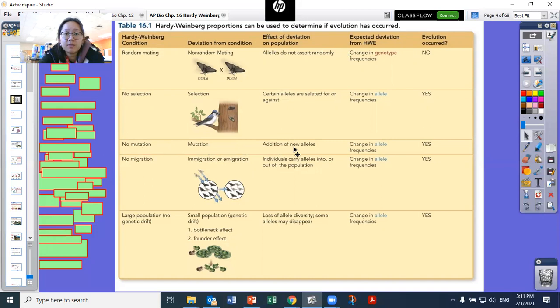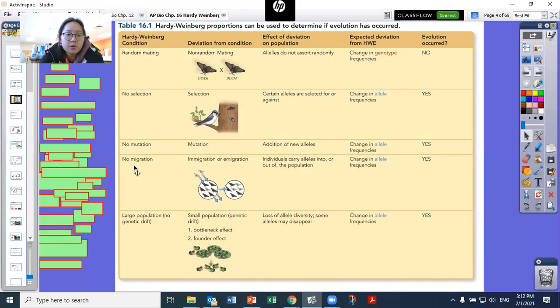And then the effect of deviation on population would be the addition of new alleles. So not only was it possible that certain alleles have higher survival chance, but also you can have new alleles made and introduced to the population just from mutating within the population. And so addition of new alleles will cause the change in allele frequencies, which is the expected deviation from Hardy-Weinberg equilibrium. And yes, evolution has occurred in this case.